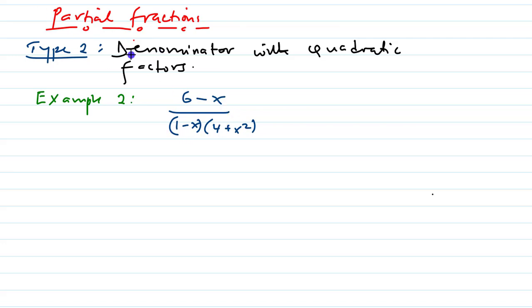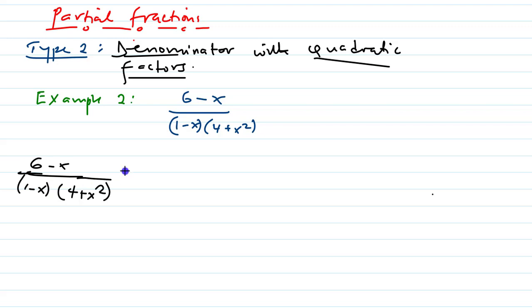Alright, so let's take on more examples of partial fractions where the denominators have quadratic factors. So we have (6 minus x) divided by (1 minus x) times (4 plus x squared). Notice that I have a linear factor and a quadratic factor that I cannot factorize. So I'll write this as A divided by the linear factor, which is 1 minus x.